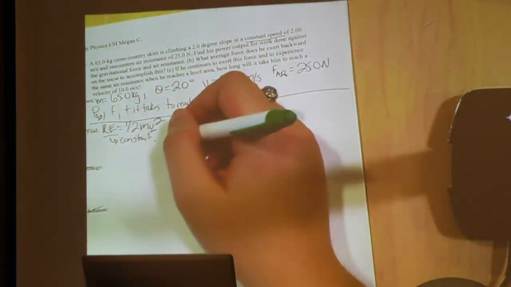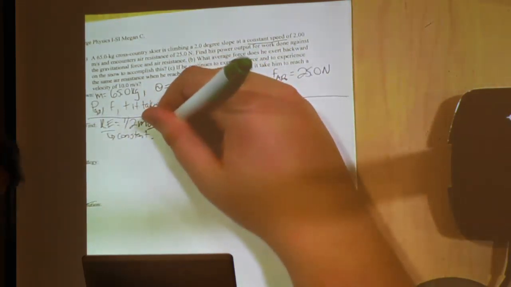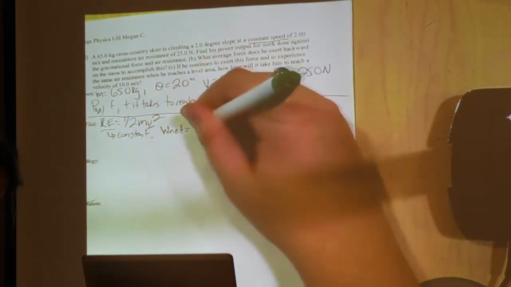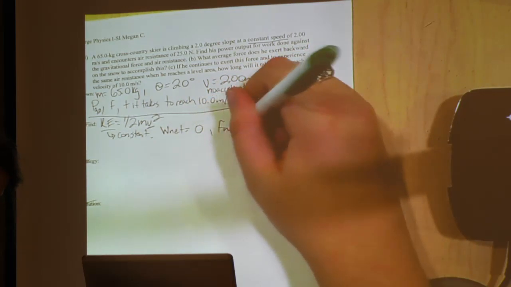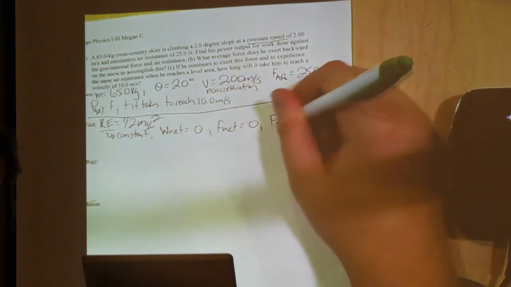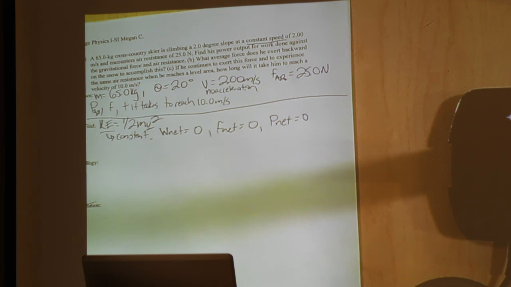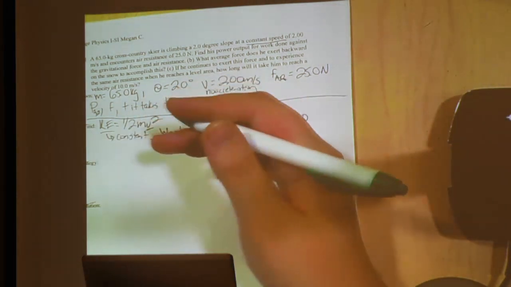All right, so when this is constant, what does that say about work, force, like net work, net force, and net power? They're all 0, right? So I'm going to write that out. So work is going to be 0, force net is going to be 0, and power net is also 0, right? So that makes solving for the applied power a lot easier because we know that our net is going to be 0. So we can go ahead and start working some of these things out.